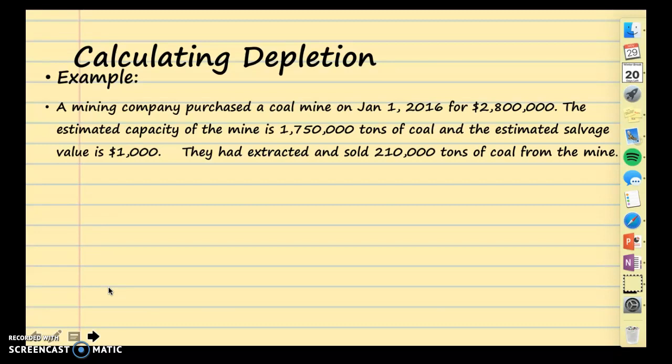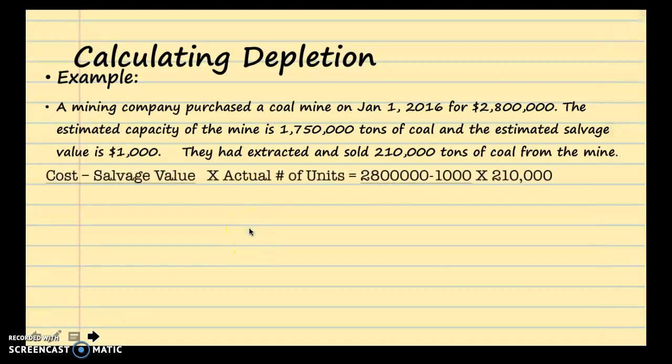A mining company purchased a coal mine on January 1st for $2,800,000. The estimated capacity of the mine is 1,750,000 tons of coal, and the estimated salvage value is $1,000. They had extracted and sold 210,000 tons of coal from the mine.